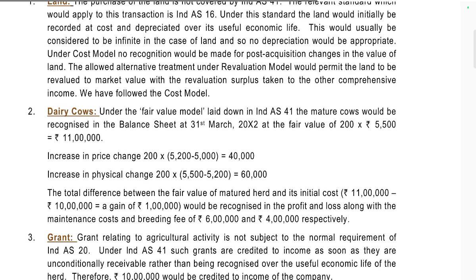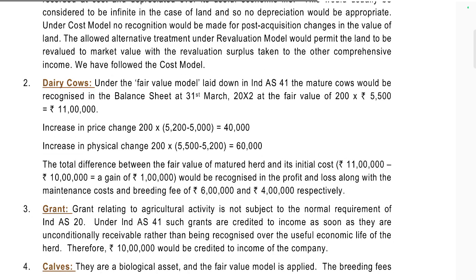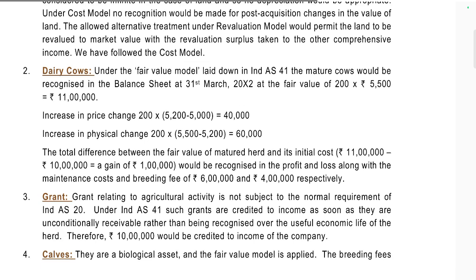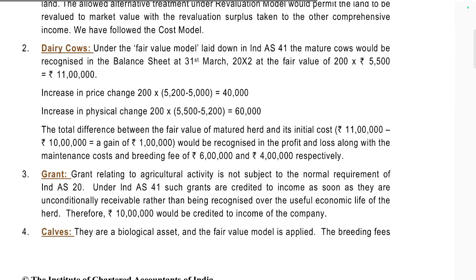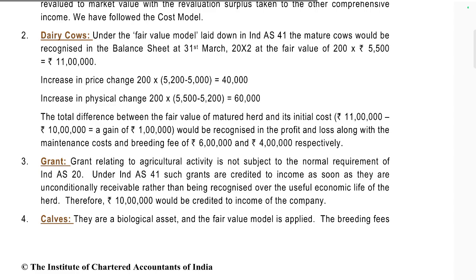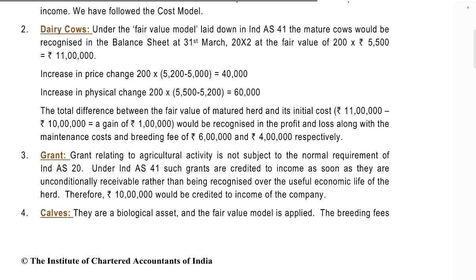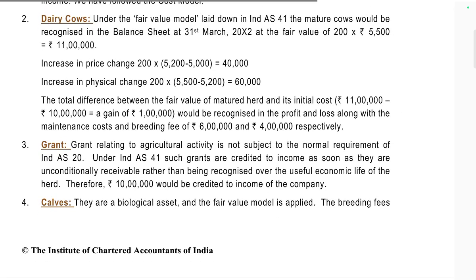The mature cows would be recognized in the balance sheet at 31st March at fair value. The 40,000 increase is a physical change, 200 into 300, so 1 lakh. The total difference between the fair value of the mature cows and the initial cost, 11 lakhs minus 10 lakhs, gives a gain of 1 lakh. This is recognized in the profit and loss account, along with the maintenance charges of 6 lakhs and 4 lakhs.